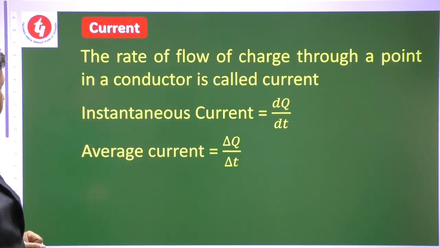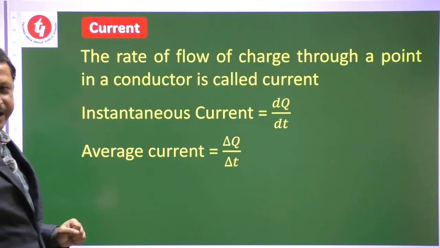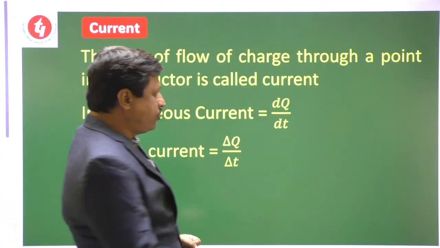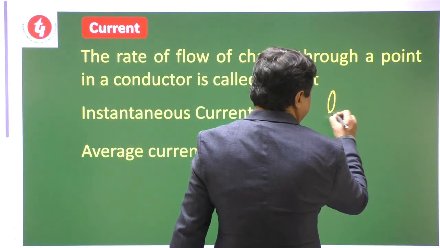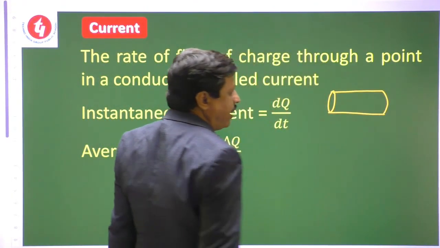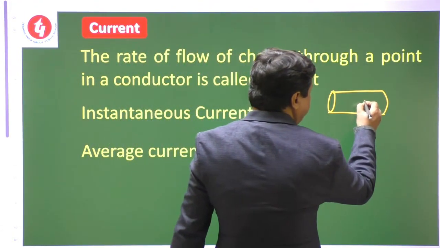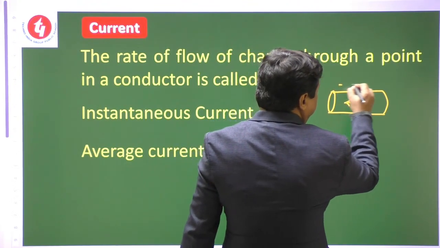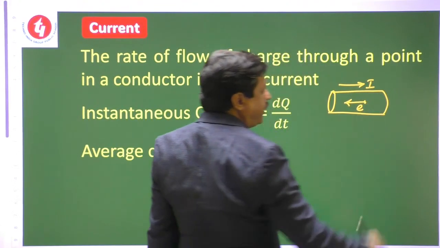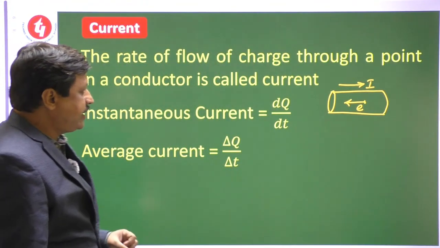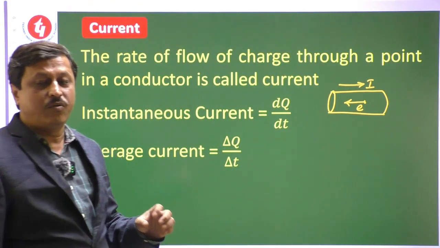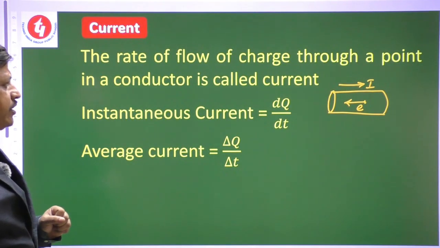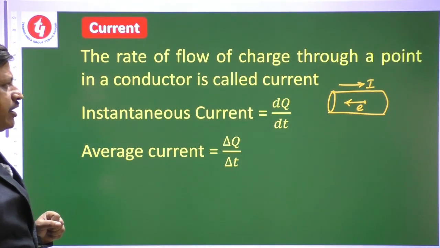What is current? Basically, you know that current means the flow of electrons. If this is a conducting wire and electrons flow through this conductor in this direction, then the flow of current is opposite to the direction of flow of electrons. So current is basically the flow of electrons. And what is the definition? The rate of flow of charge through a point in a conductor is called current.